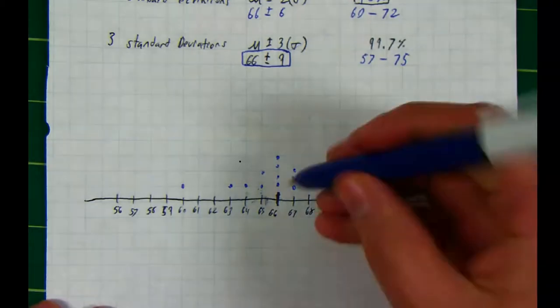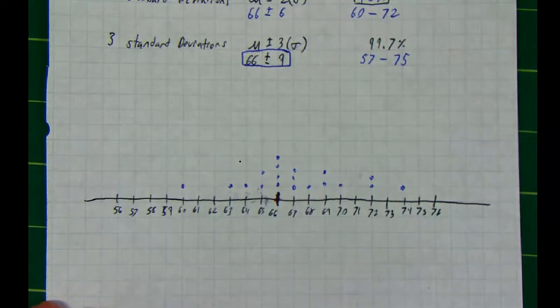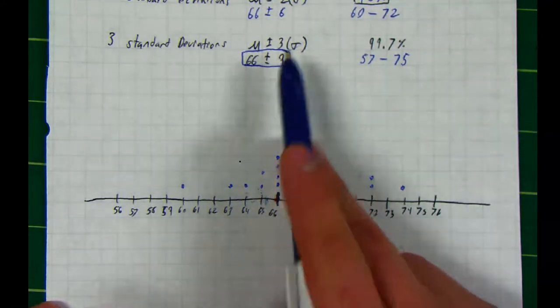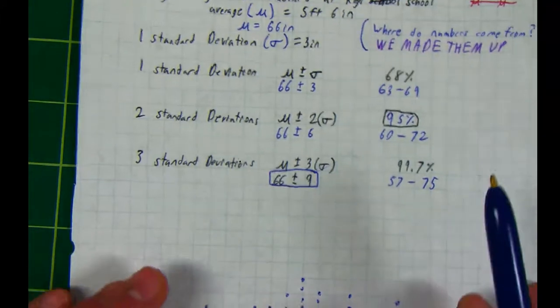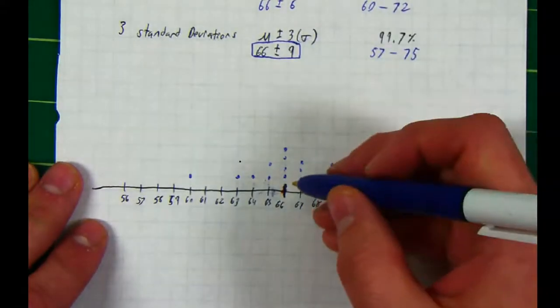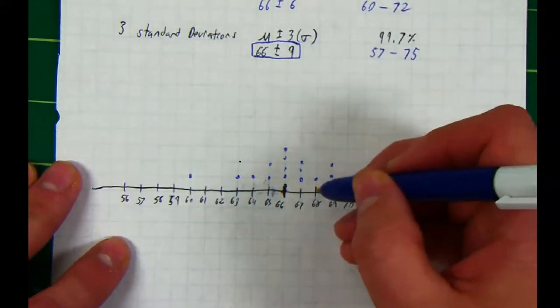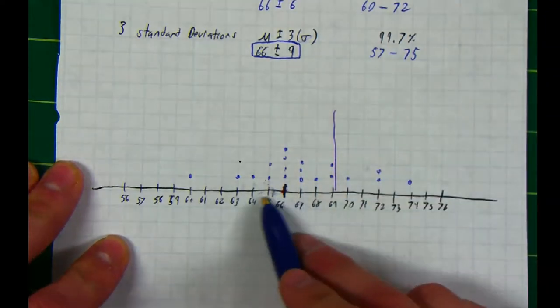Now again, we said 66. That's our average, right? How much are we deviating from the average? What is our standard deviation? So I'm going to go up 3 and down 3. 1, 2, 3. So here, 1, 2, 3.